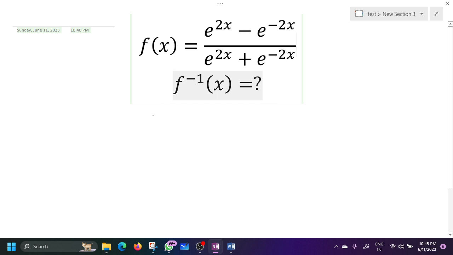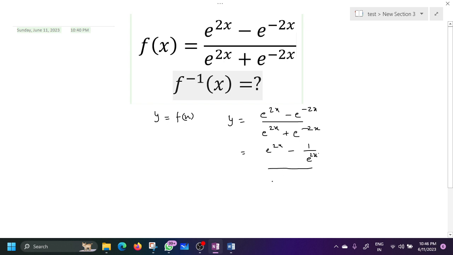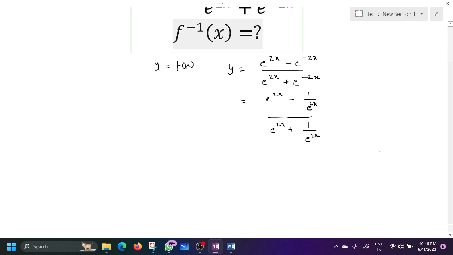So for that we have to let y equal f(x) as the first step, and then you get y equal to this whole thing: e^(2x) minus e^(-2x) over e^(2x) plus e^(-2x). Then you can rearrange it as e^(2x) minus 1 over e^(2x), over e^(2x) plus 1 over e^(2x). This is your y.